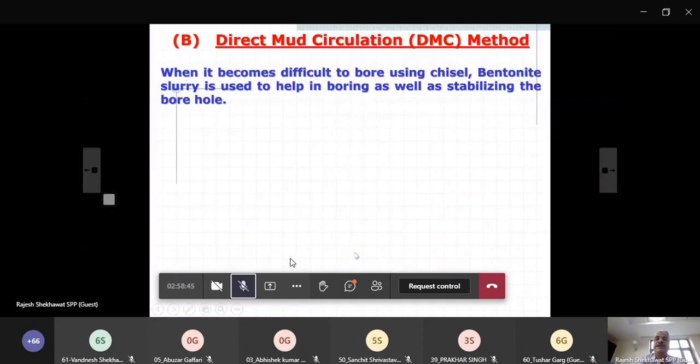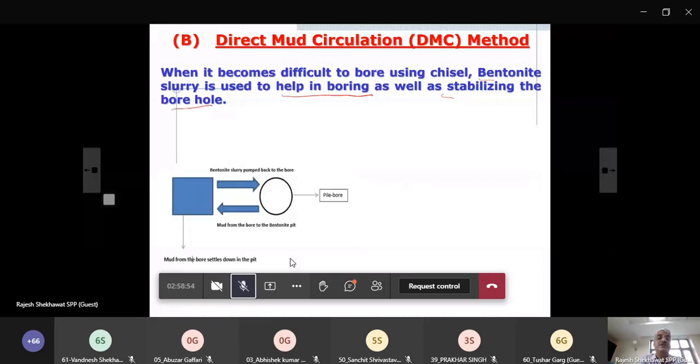You call it the DMC method. Why DMC? I will tell you. So you use bentonite slurry to help in boring as well as stabilizing the borehole. These are the two functions which bentonite slurry does. So there is a pit made there.